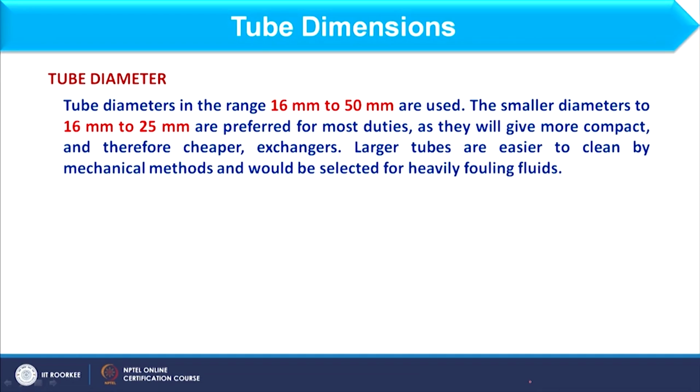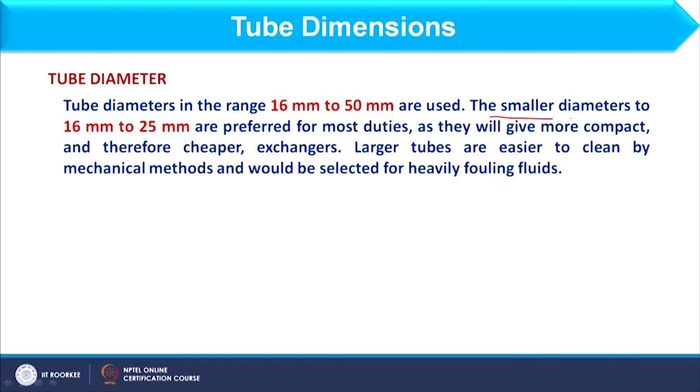Now, as far as tube diameter is concerned, the complete range of tube diameter is 16 mm to 50 mm, right. So, up to 50 mm you can use as tube diameter. Smaller diameters can also be used. So, the complete range is 16 to 50 mm. However, in most applications we consider a tube diameter of 16 mm to 25 mm as the optimum value, right.